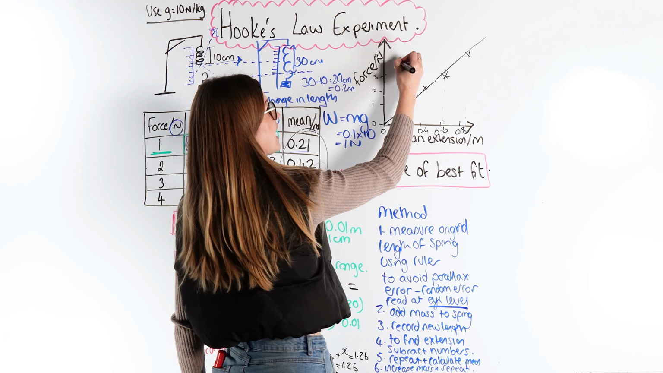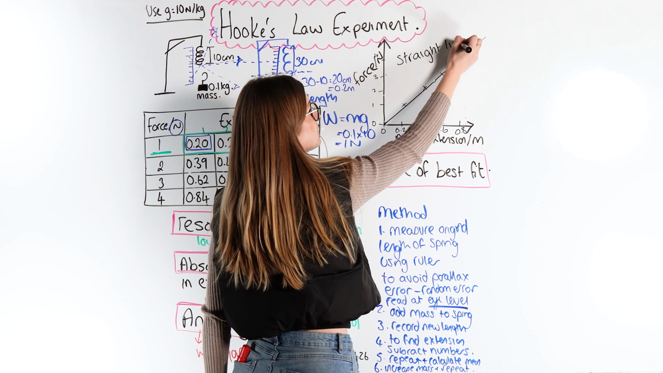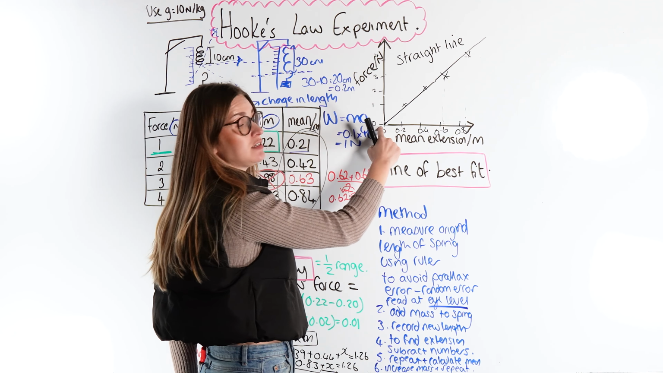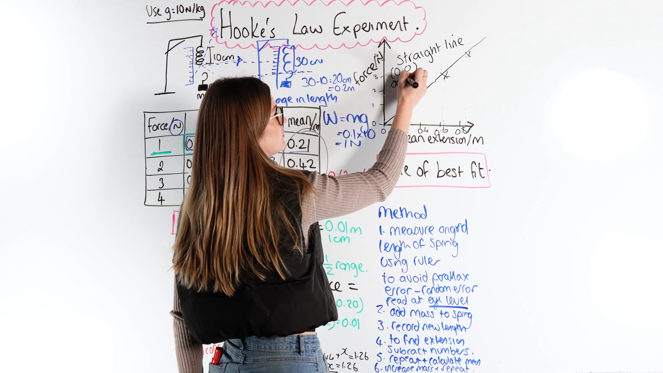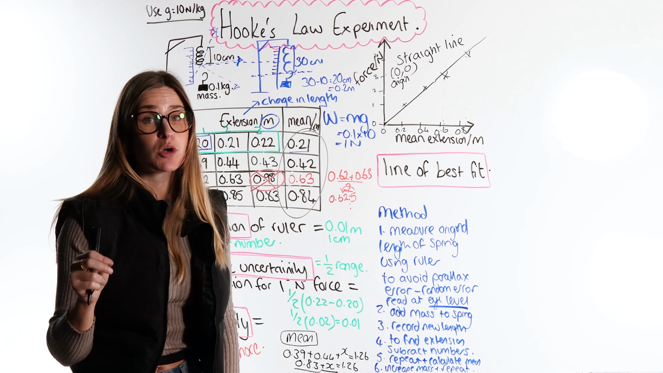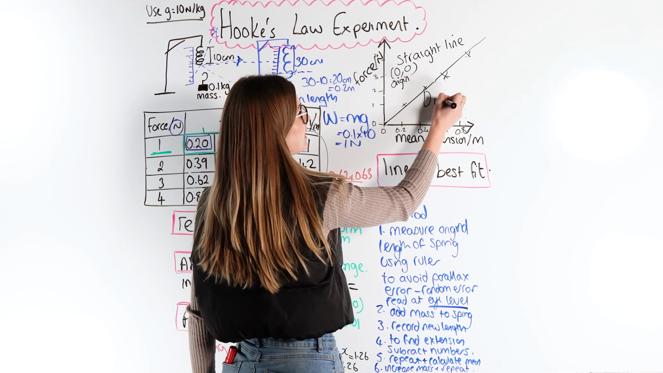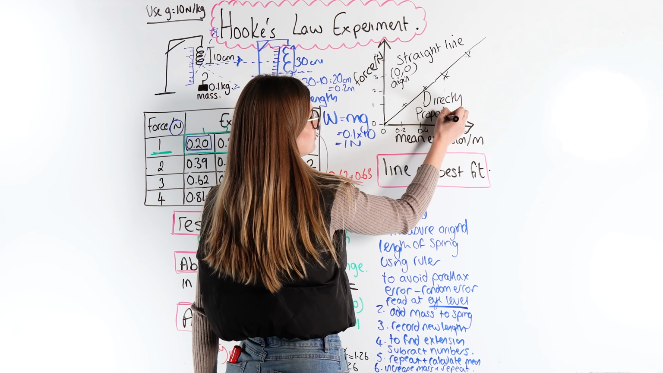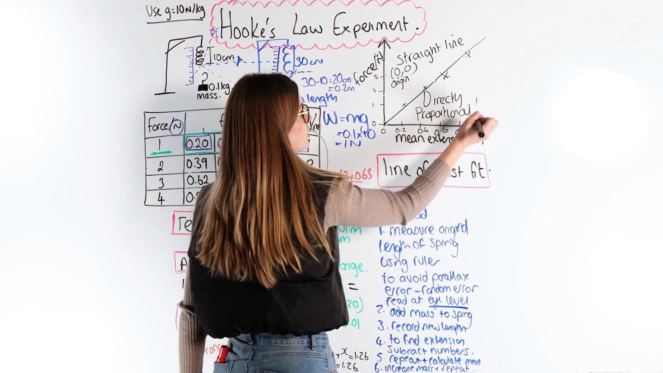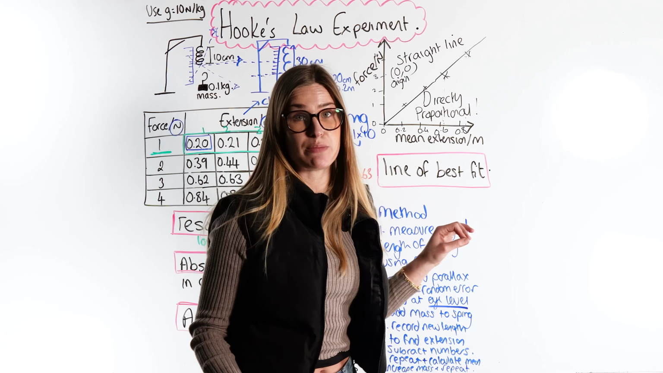Anytime I see a straight line that passes through the origin, that 0, 0 point, we call it directly proportional. Those are the only 2 words to use to describe it, and you actually get 2 marks for this. And we can even see from the table that the results are directly proportional.